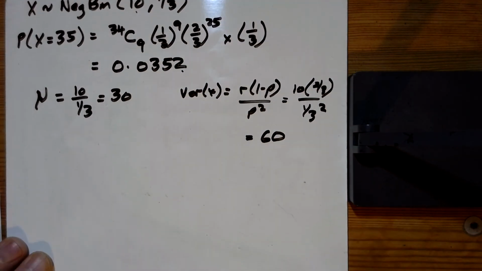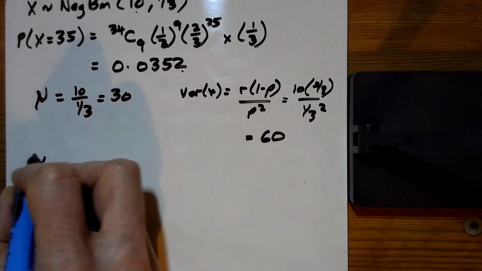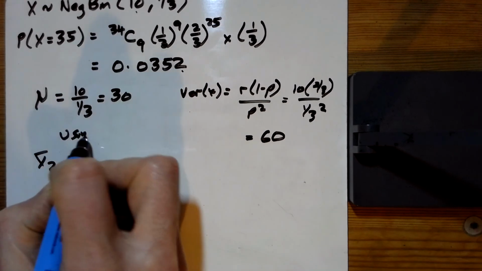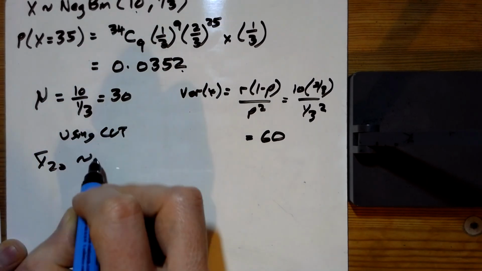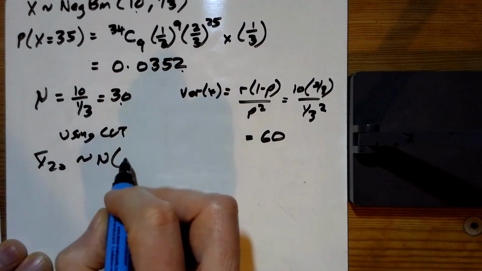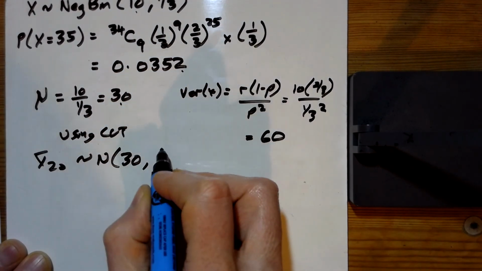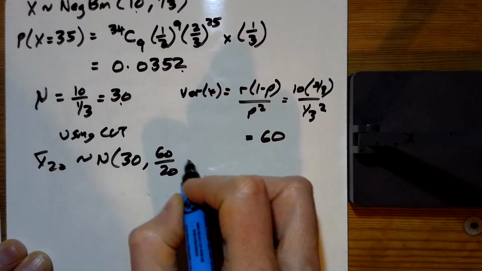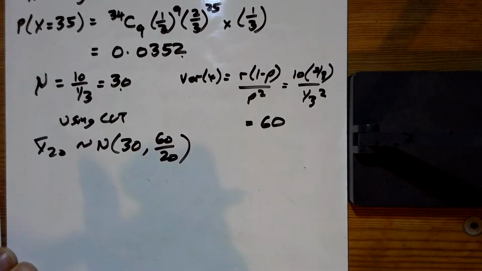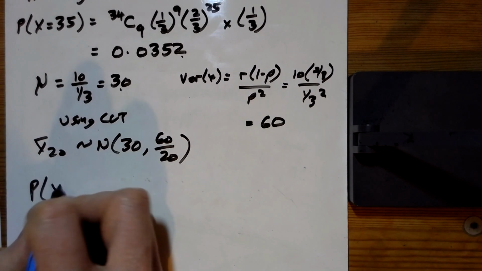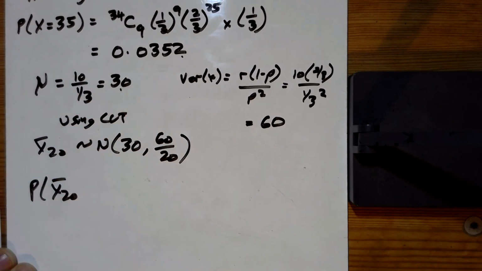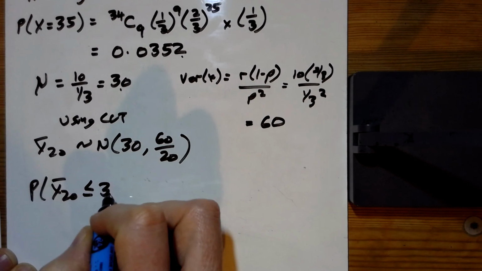So continuing on, in 1 month David worked 20 days, so we're going to be doing the mean of the 20 days using the central limit theorem. The mean of the 20 days is normally distributed with the mean of 30 and a variance of 60 divided by 20, commonly known as 3. And we want the probability that the mean of 20, that the average number he visited was 35 or fewer, less than or equal to 35.